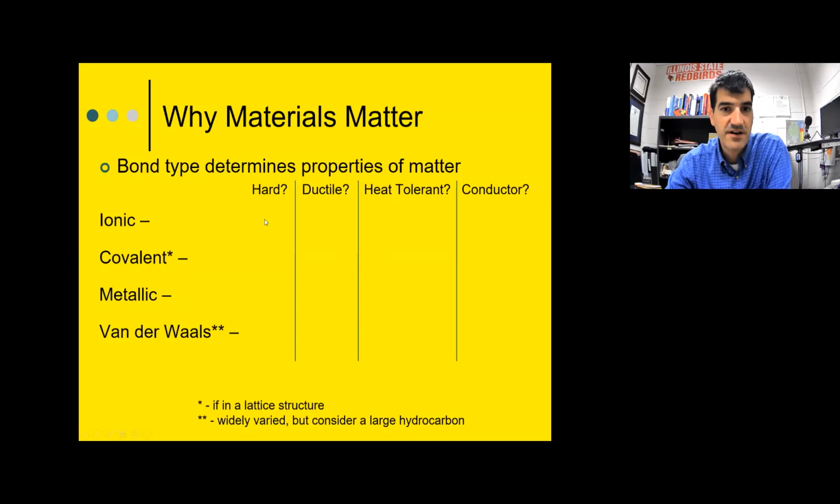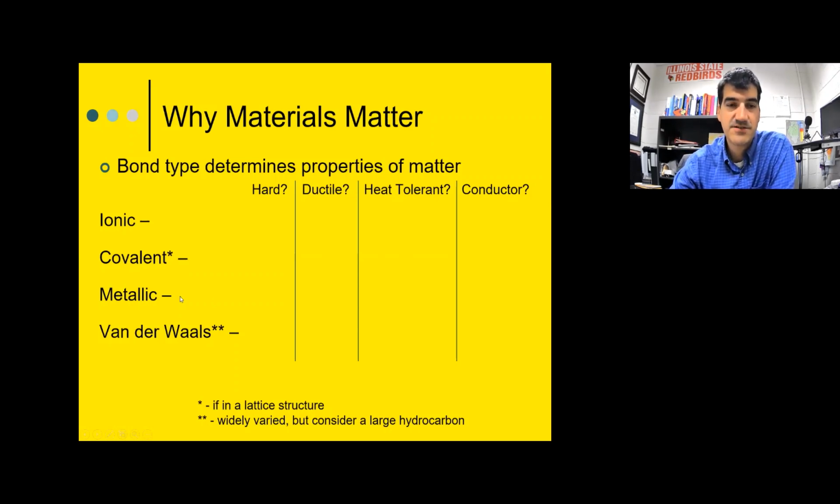All right, so ionic materials, are they hard? Yes, they tend to be pretty hard. Are they ductile? No, they're not ductile. Are they heat tolerant? Yeah, they tend to be pretty heat tolerant. Are they good conductors? No, because they have the electrons bound up in those bonds. Covalent, if it's in a lattice structure, we've said this, tends to have the exact same properties as ionic materials. So is it hard? Yes. Ductile? No. Heat tolerant? Yes, pretty heat tolerant. Conductor? Tends not to be a conductor.